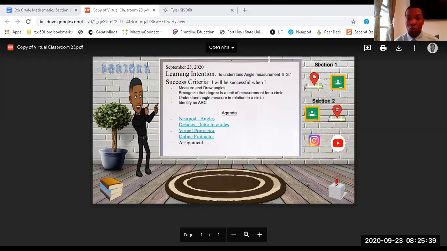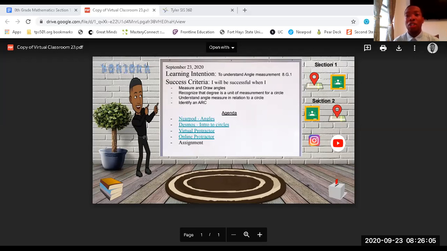little bit of circles. So on the screen, you'll see that it says our learning intention is to understand angle measurement, and we're going to do that by looking at some circles, all right? I will be successful when I can measure and draw angles. We're going to make the best of it. This is online, but we're going to make the best of using our protractors and stuff like that to draw circles. We're going to recognize that a degree is a unit of measurement per circle.